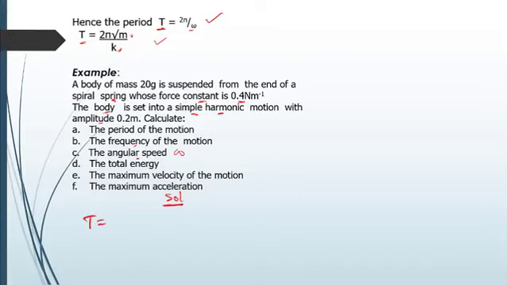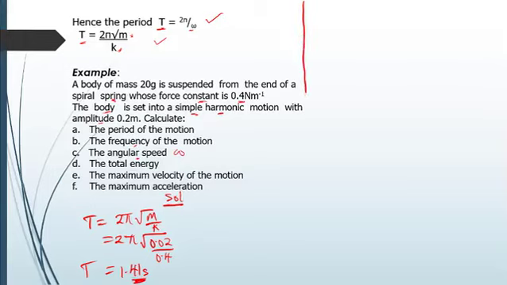Already we have our formula for calculating the period, which is 2 pi root m over k. That is the formula we're going to use, and it's simply going to give us 2 pi. Of course, we know pi is 3.142. The mass of the body is 0.02. We converted 20 grams to kilogram, and we divided by 0.4, which is the force constant, and we're going to have our period as 1.41 seconds. That's it for the first one.